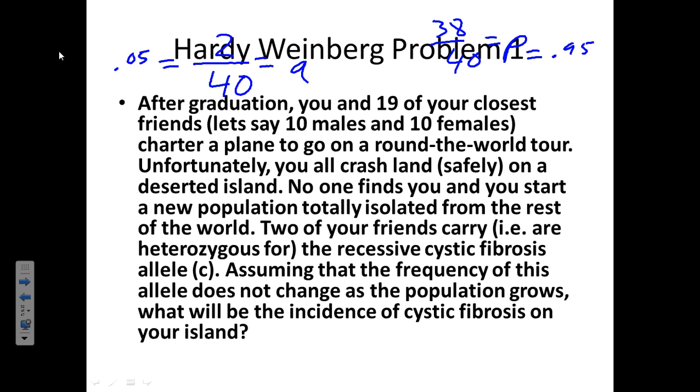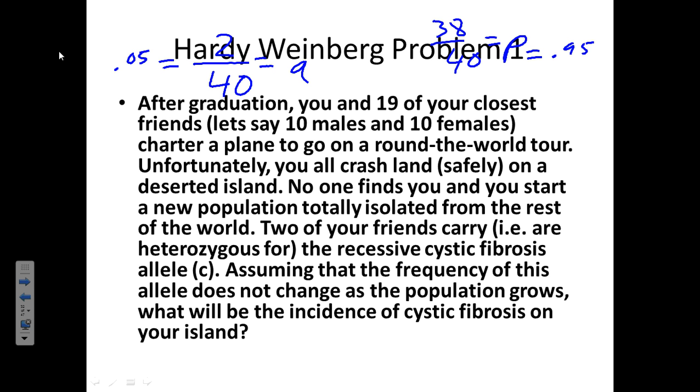So this says Hardy-Weinberg conditions are met. Allele frequencies don't change from generation to generation. But if we want to know 5 generations from now, how many people are going to have cystic fibrosis? Not how many people, but what's the incidence? So what's the frequency? How are we going to calculate that? In our equations, what are people who have cystic fibrosis going to look like? What part of our equation? People that have this. Q squared, right?